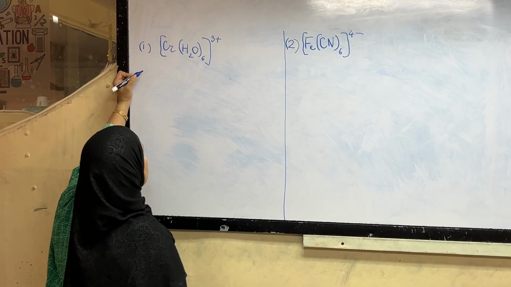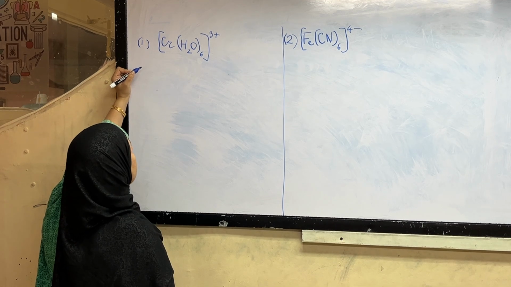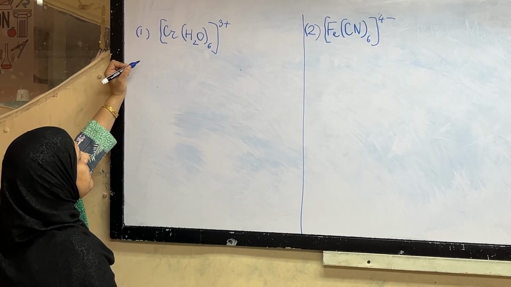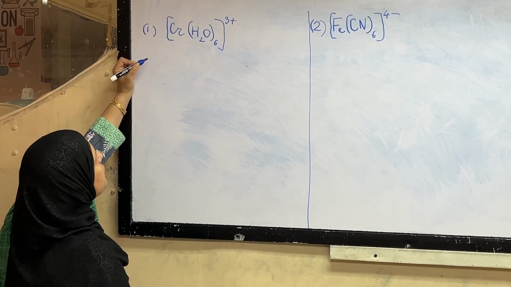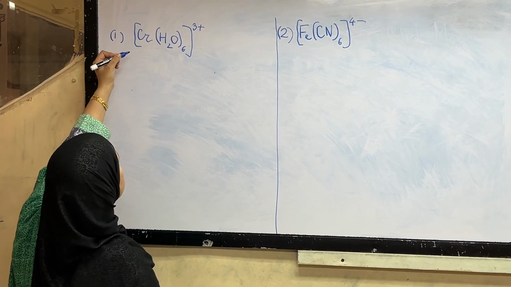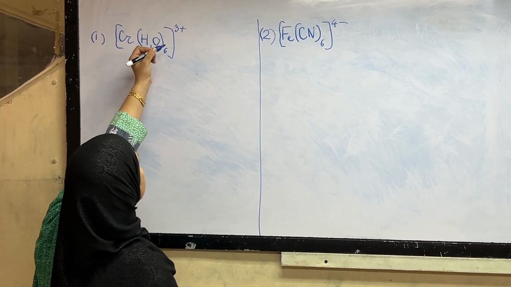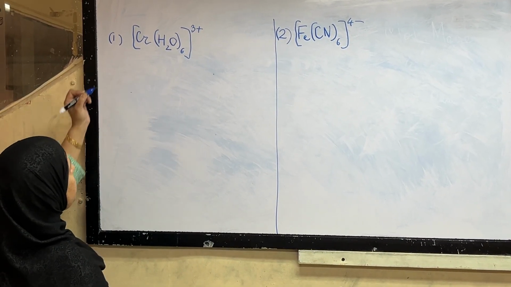Be speaking about coordination compounds and their bonding. So to explain the concepts, I have chosen 3 examples. One of them is chromium H2O6 3+. This is the first one.